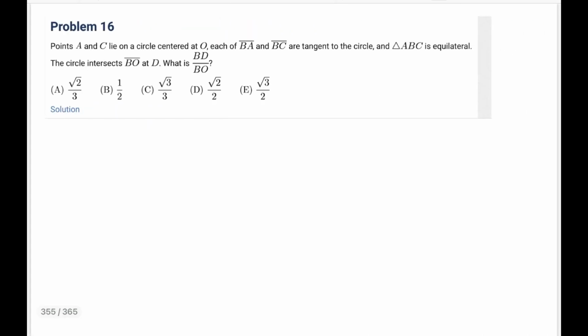Number 16, points A and C lie on a circle centered at O. Each of BA and BC are tangent to the circle, and ABC is equilateral. The circle intersects BO at D. What is BO over BD? No, what is BD over BO, right?